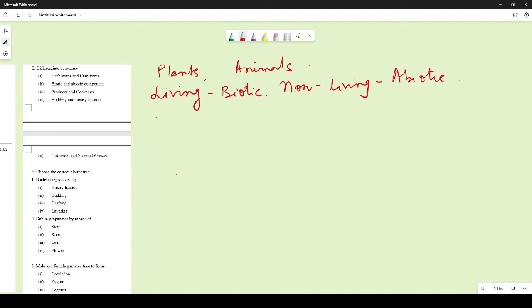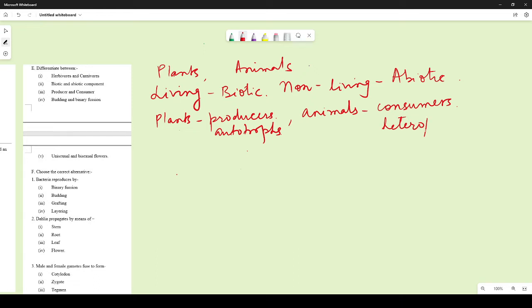Producer and consumers. Now all the plants are producers because they produce food, right? By the process of photosynthesis. Now all the animals are the consumers because they depend on the plants or the animals for their food, directly or indirectly. They are obtaining their food. They are not able to prepare their own food. So the producers are the autotrophs, right? They are able to produce their own food, whereas animals are all heterotrophs, which are dependent on others for their food. So that is the difference between the producer and the consumer.